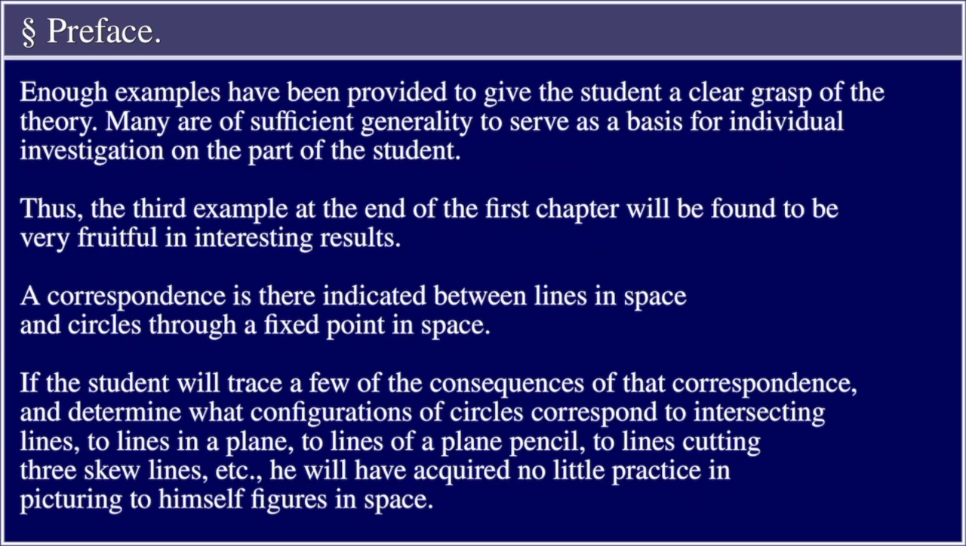Enough examples have been provided to give the student a clear grasp of the theory. Many are of sufficient generality to serve as a basis for individual investigation on the part of the student. Thus, the third example at the end of the first chapter will be found to be very fruitful in interesting results. A correspondence is there indicated between lines in space and circles through a fixed point in space.